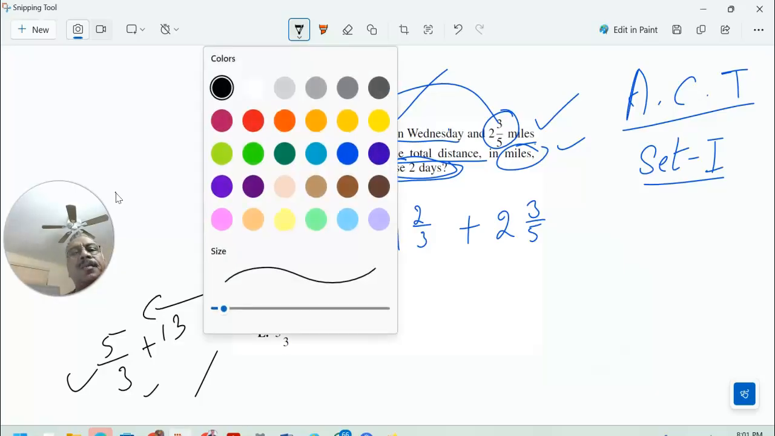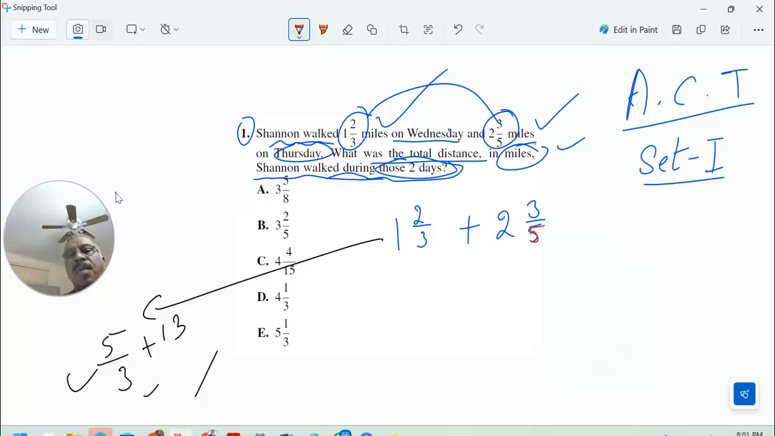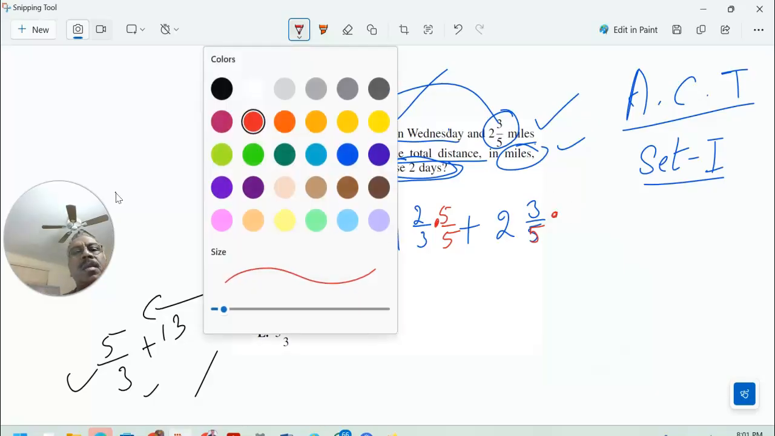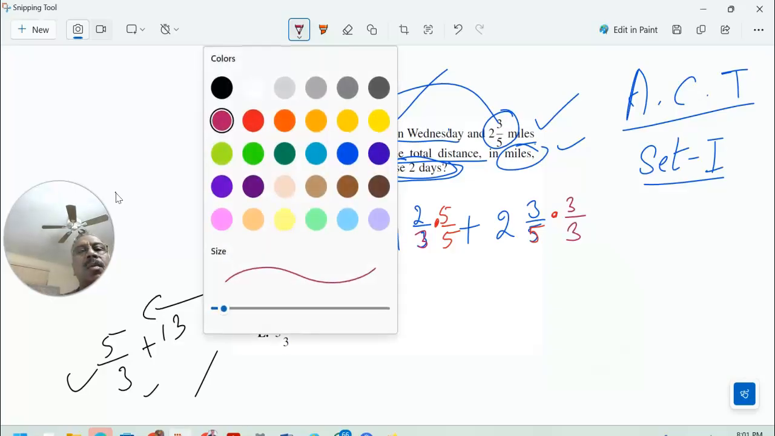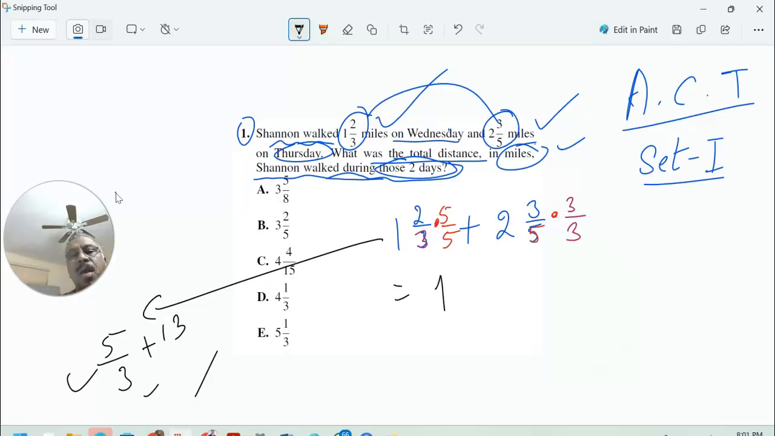Because this 5 is the denominator, I'm going to multiply and divide this fraction by 5, and here the 3, this 3. So the goal is to get a common denominator. So this whole thing reduces to, so this will be 1, 2 times 5 is 10, 10/15 plus 2, and then 3 times 3 is 9/15.